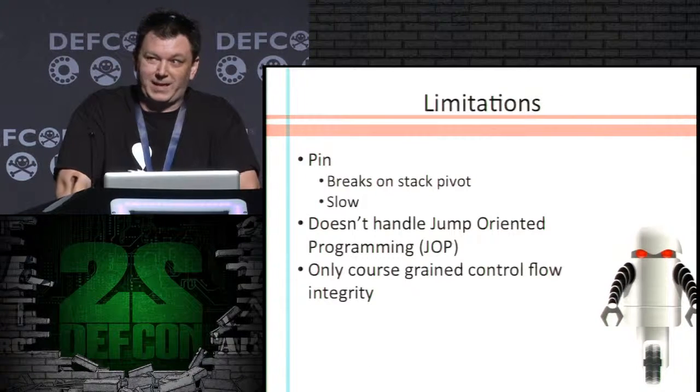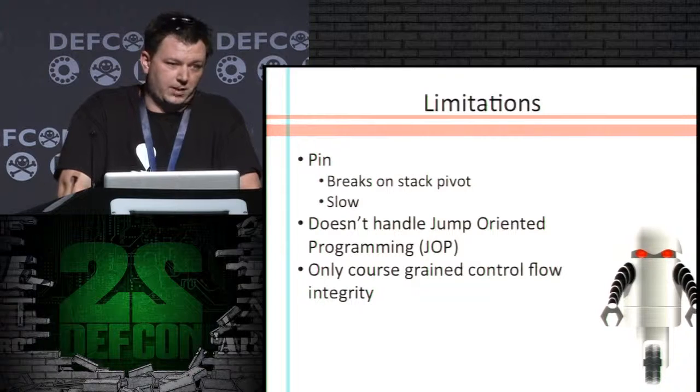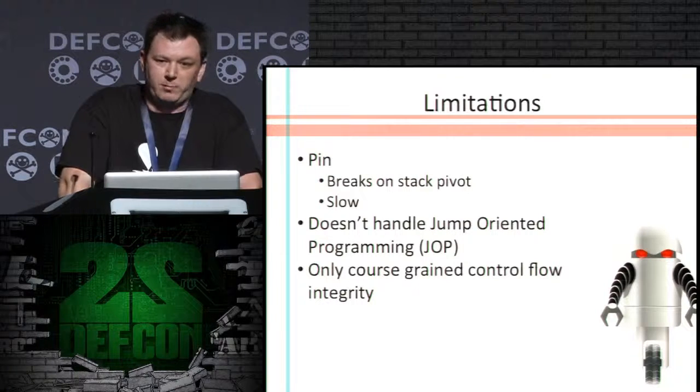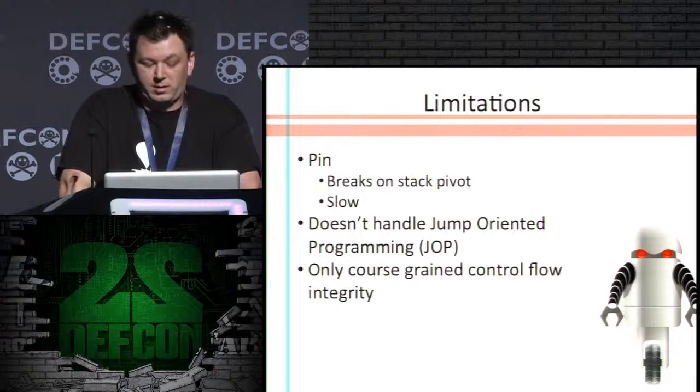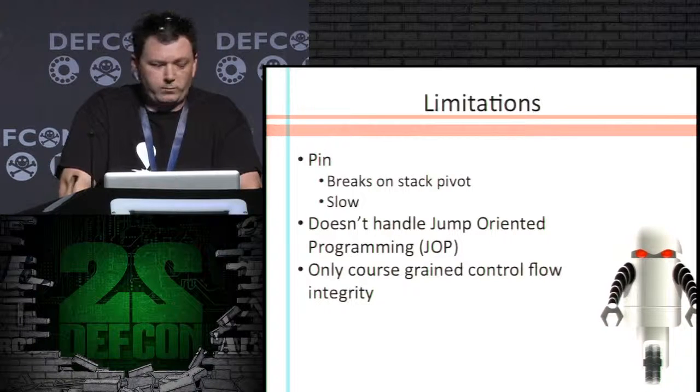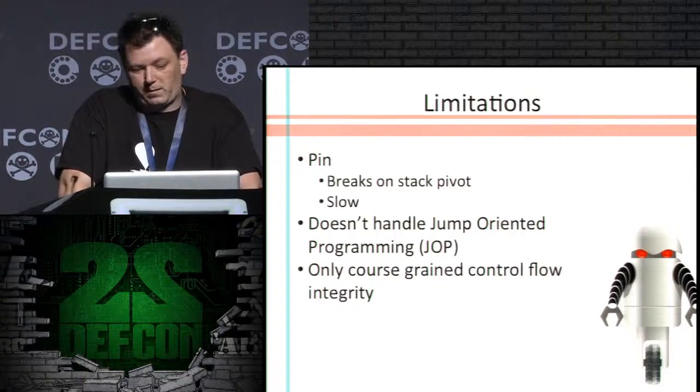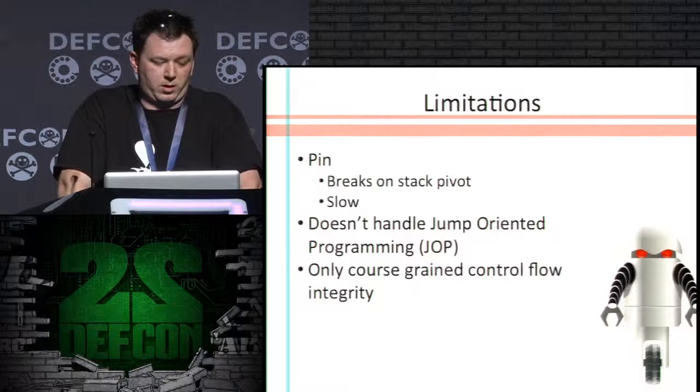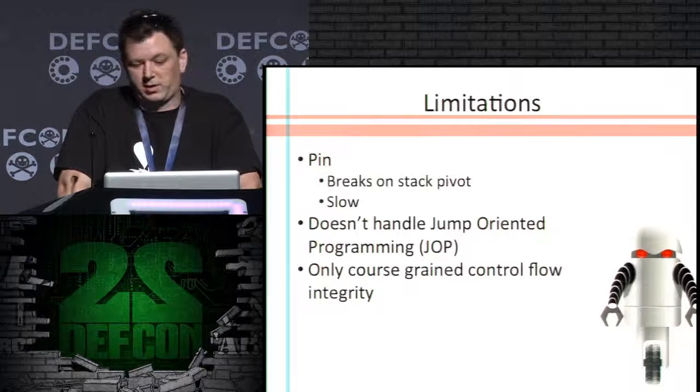So let's talk about the limitations of this. Obviously, breaking down the stack pivot is a pretty big limitation, unfortunately. Since we're running this in Pin, it's also kind of slow. This is not ready for prime time. I don't want to make you think that it is. We don't handle jump-oriented programming; I would need a sample to test that out first. And we only do the coarse grain control flow integrity, not the fine grain yet.